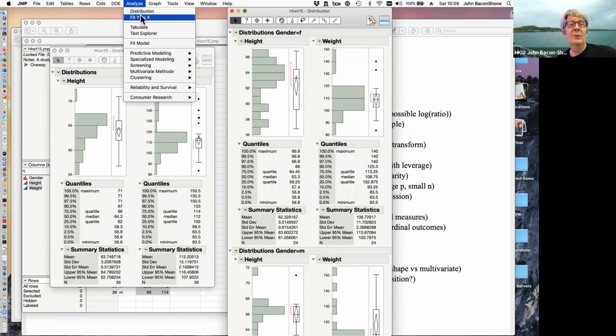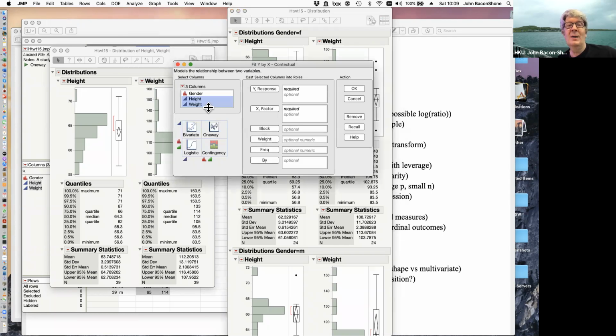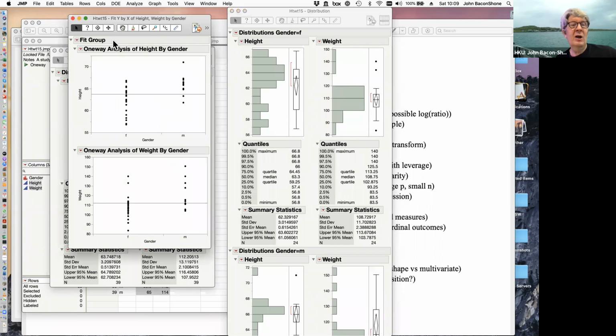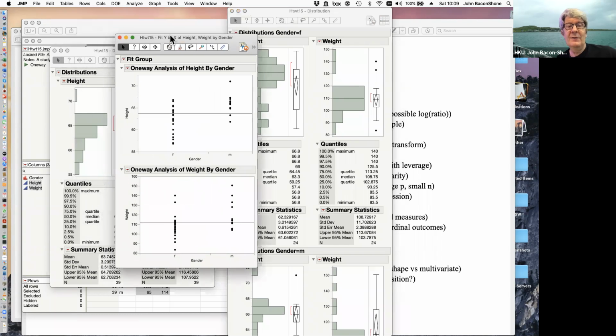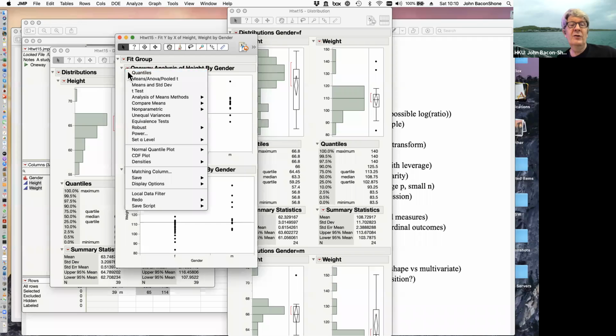So that's why we may actually prefer to do fit y by x. And here, if we do height and weight by gender, then it shows us the distribution separately for male and female, but on the same graph. All right, so here we can see the comparison. This is just showing us, in effect, the plot of the data. What we want to do is to say means, analysis of variance, and pooled t-test.